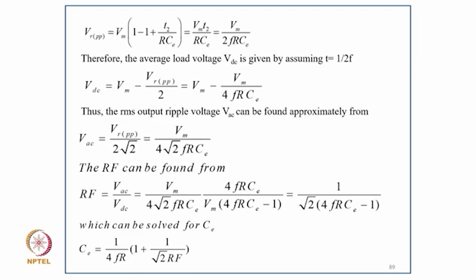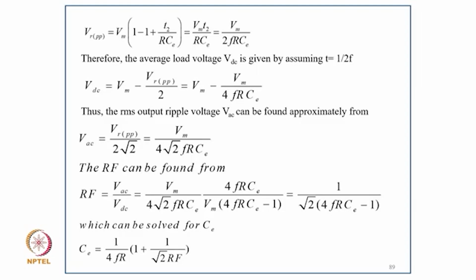So therefore average load voltage is given by, assuming T2 is T upon 2, that is 1 upon 2f. So Vdc is equal to Vm minus V_r(pp) by 2, that is Vm minus Vm upon 4fRC. Thus the RMS output ripple voltage AC can be found out approximately: Vac equal to V_r(pp) upon 2 root 2, that is Vm upon 4 root 2 fRC.